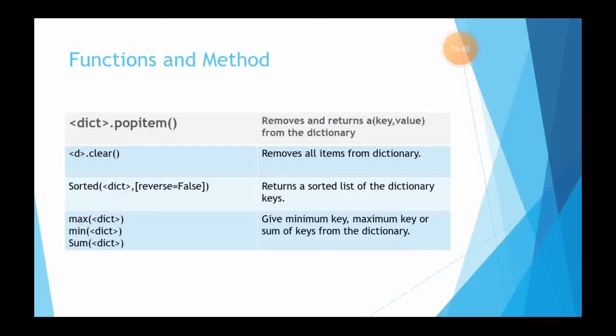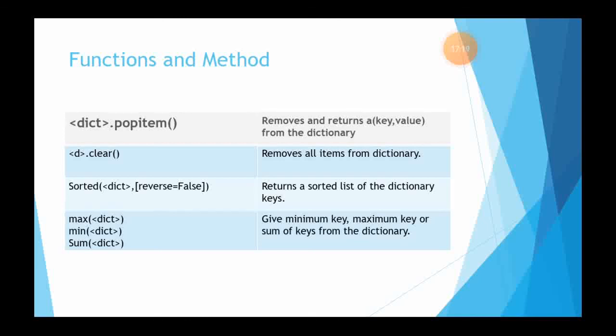The next one is the popitem function. What is the syntax for writing this? Dictionary name dot popitem. It removes and returns the key value from the dictionary. First it will remove the last element from the dictionary. The dict dot clear method removes all the items from the dictionary and returns an empty dictionary. The sorted method returns the sorted list of the dictionary. If you want the elements in descending order, you can use reverse equal to true.